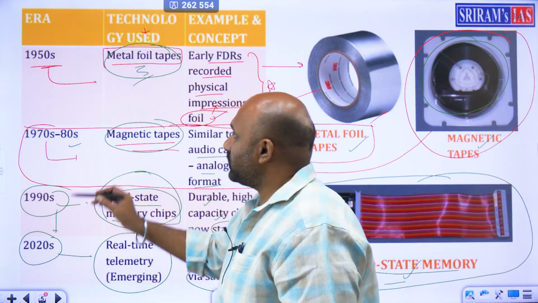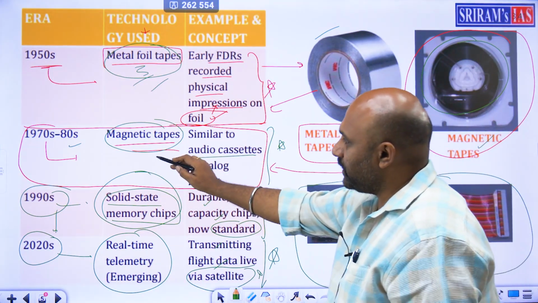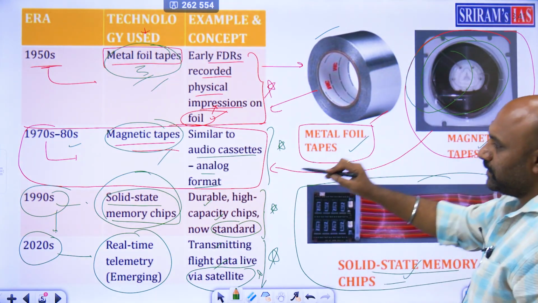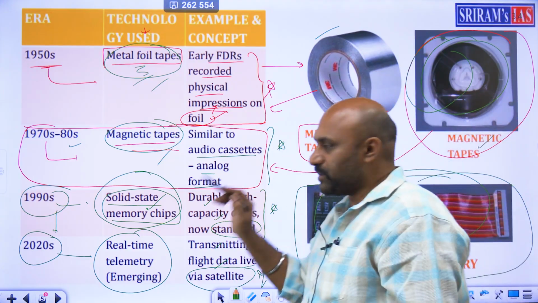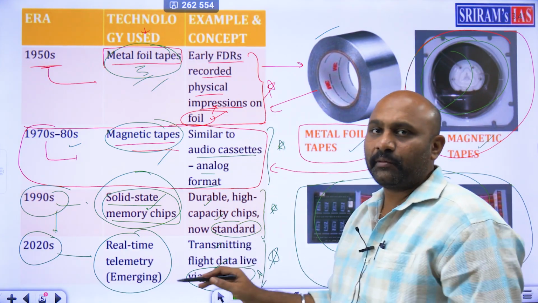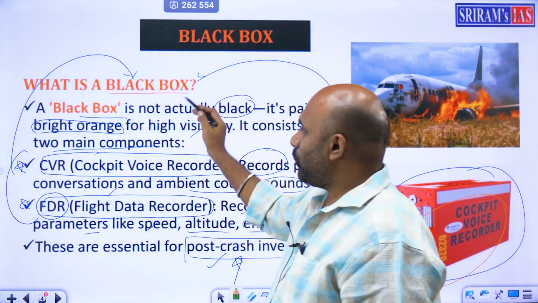So next, in the 1950s they used metal foil tapes, which look like this. In the 1970s magnetic tapes, which look like this. And in the 1990s solid state memory chips, which look like this. In the 2020s, real time telemetry using satellite. That's the technology.